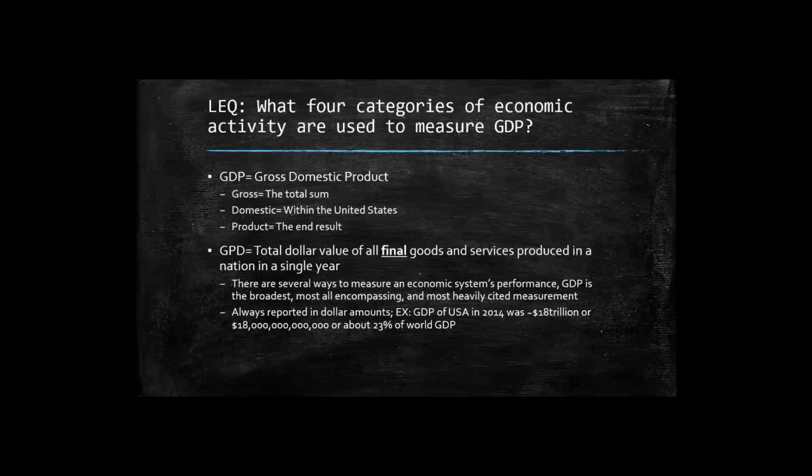Now, GDP is always reported in dollar amounts. Now, in 2014, the GDP for the United States was about $18 trillion. Do you guys understand why it's called macroeconomics now? Amazon, Google, Walmart, if you combined them, Bill Gates, all the richest people in the world would not even come close to touching that number.